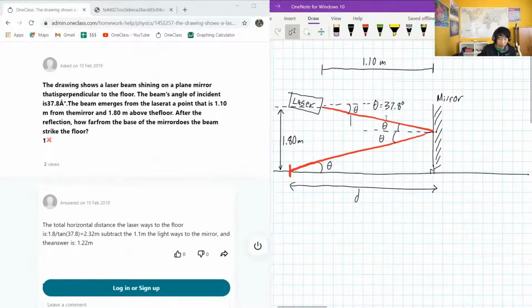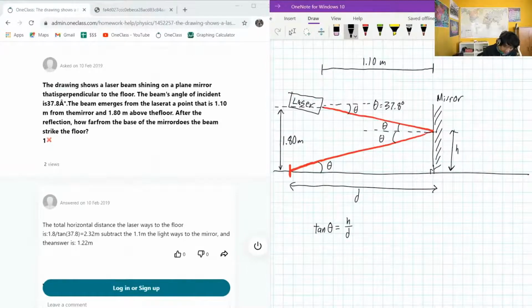Okay, so if we can find out what this angle is, we know that if we have the height of the point where it hits the mirror, let's call this h, we know that this makes a right triangle, right? So given this is a right triangle, h and d, the relationship that they have with theta is tangent, right? So tan theta is equal to h, opposite over adjacent. So it's h over d.